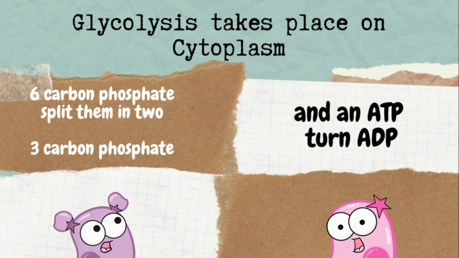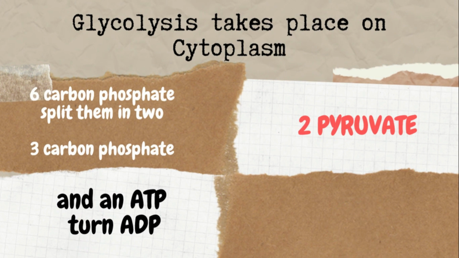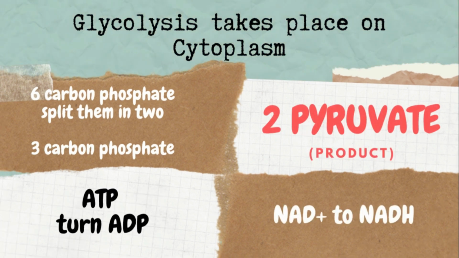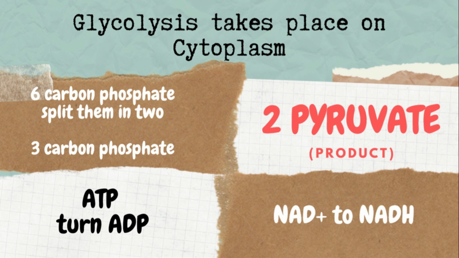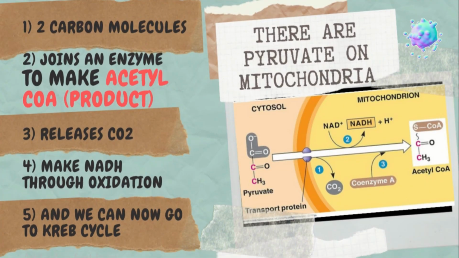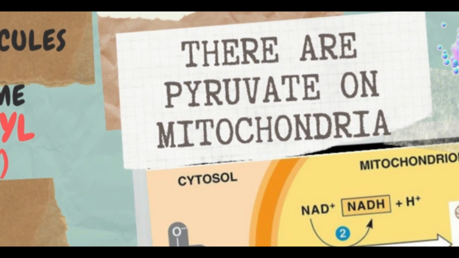Glycolysis takes place in the cytoplasm. A 6-carbon phosphate splits into 3-carbon phosphates, making 2 pyruvate, and ATP turns into ADP. NAD+ is converted to NADH.